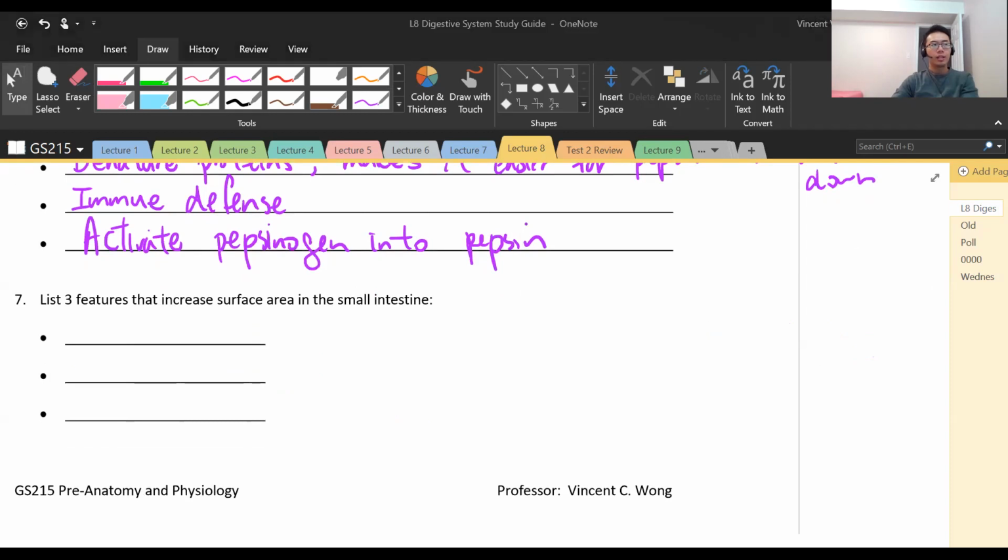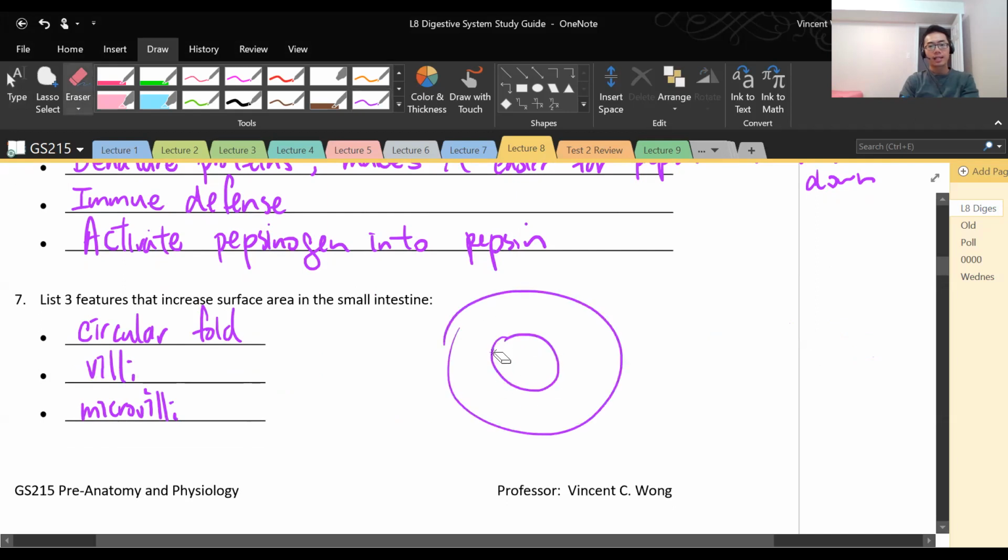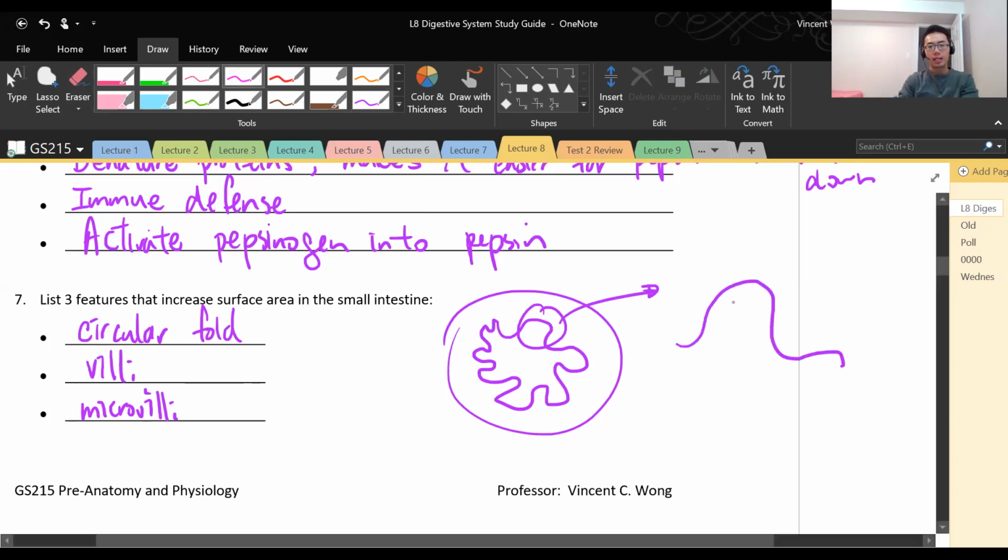Okay, list 3 features that will increase the surface area in the small intestine. Okay, so we have these circular folds. Villi and microvilli. Yeah, and there is the villi and the microvilli. That's right. So the inside of your intestine is not smooth. Okay, it's like kind of folded up like this. Okay, and then if you zoom in onto one of these areas, you will see that there are like villi coming out like this, which further increases the surface area.